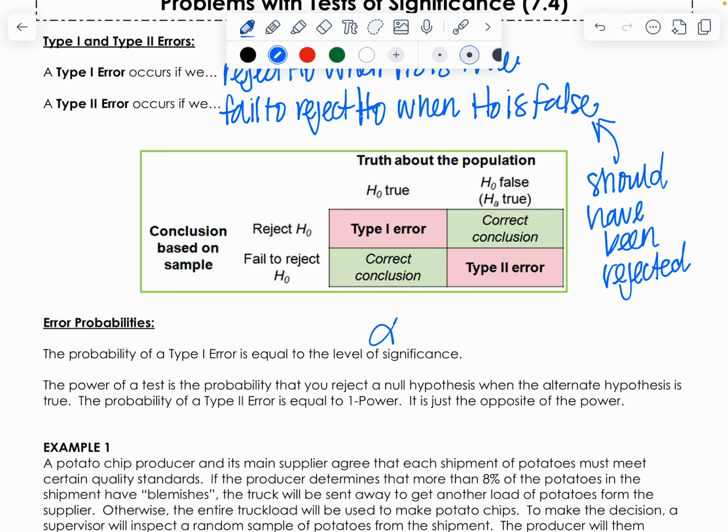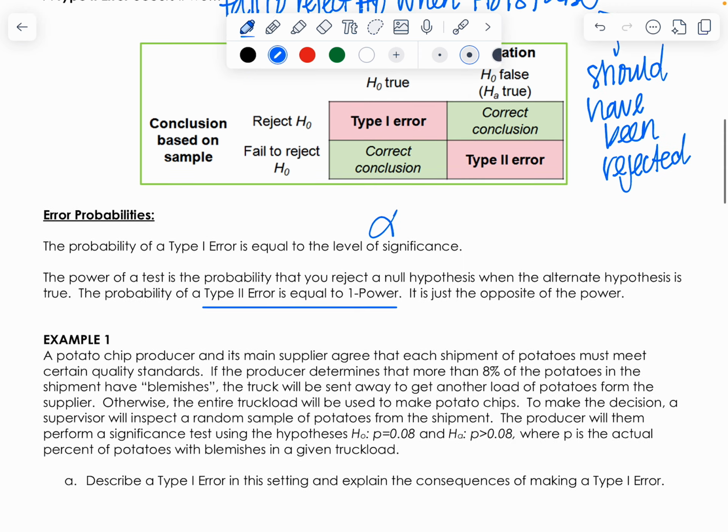Then the probability of a type 2 error depends upon the power of the test. Now, power is a thing we could calculate, but it's not our job to calculate it in AP Stats, so we don't. All right, but what we have to know is that the probability that a type 2 error occurs is equal to 1 minus the power. So we want a really high level of power in our test so that when we subtract it from 1, that type 2 error probability is very small.